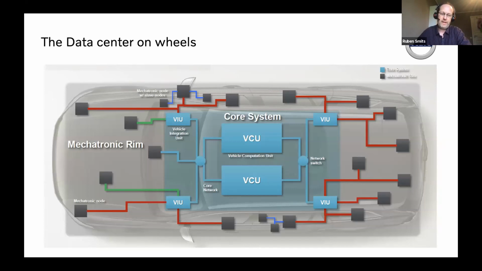The first step is to simplify. In the past, we created cars by having a lot of mechatronic nodes connected all together. The mechatronic nodes are a bit on the outside of the car, things like sensors, antennas, those kinds of things. They all communicate to every other node in the car. But the amount of software is increasing so much that that's not possible anymore.